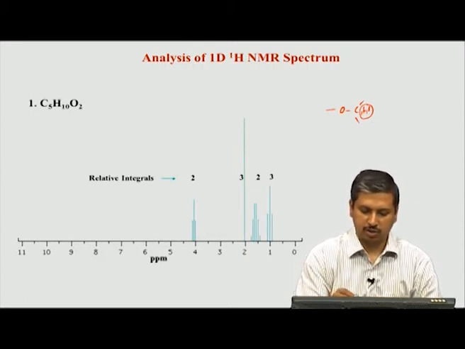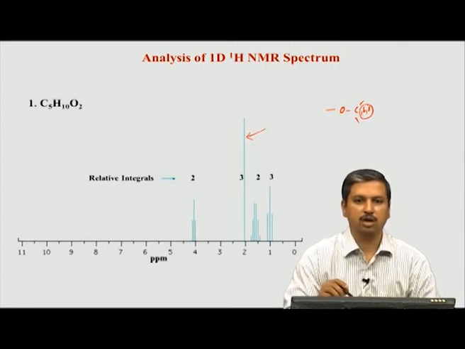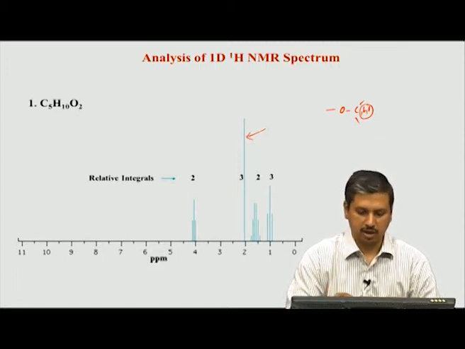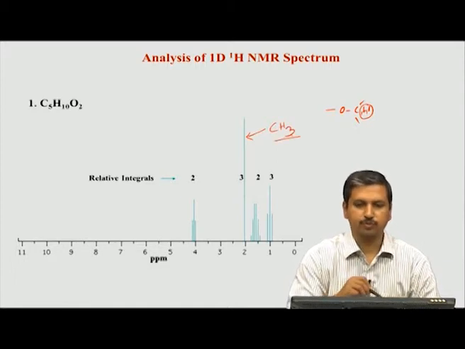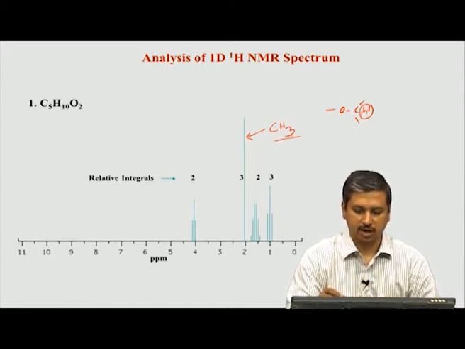And then we see this particular peak which is showing a singlet and it is 3. So, most likely this is an isolated CH3. That is why it is having 3 hydrogens and it is not coupled to anybody. So, that means it is not attached to, or coupled to, any protons.